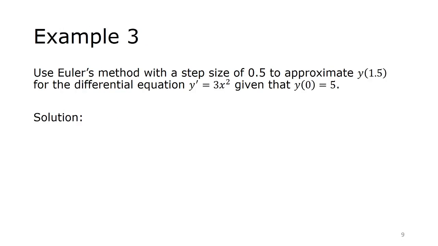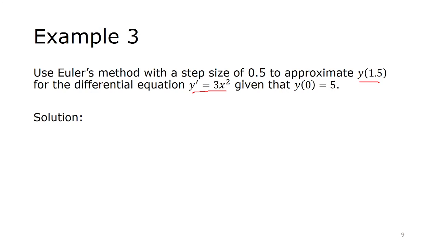So let's take a look at one example of how to do that. We'll use a step size of 1/2, and we'll try to approximate y of 1.5. So we'll try to approximate the function's value at 1.5 given a differential equation here. Y prime equals 3x squared.